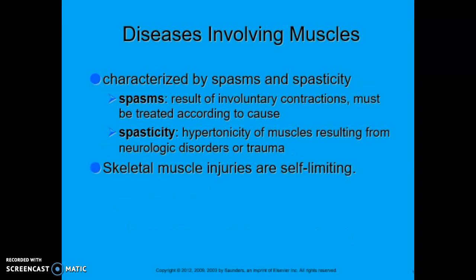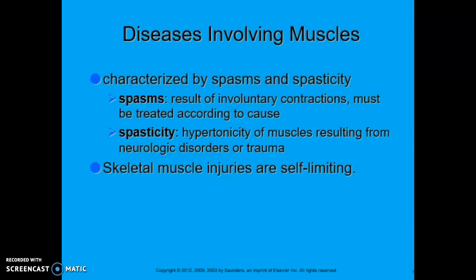So looking at the muscles, we have spasms and spasticity. The spasms result from involuntary contractions and must be treated according to cause. And spasticity is the hypertonicity of muscles resulting from neurological disorders or trauma. Skeletal muscle injuries are self-limiting.